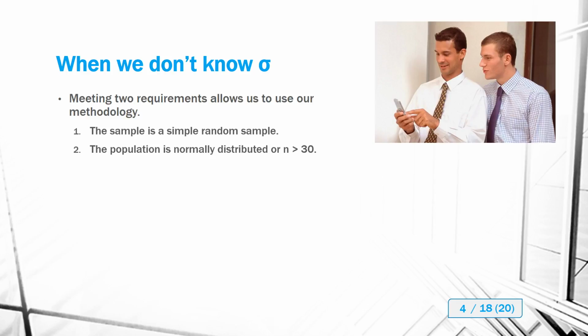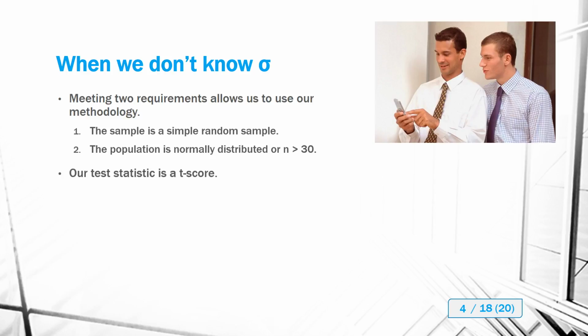If the population is not normally distributed, but we have a sample size greater than 30, then the central limit theorem says that we can use a normal distribution to approximate. That's why we have the "or n is greater than 30" as part of the requirement for normal distribution. Of course, if we're already normally distributed, it doesn't matter what the sample size is.